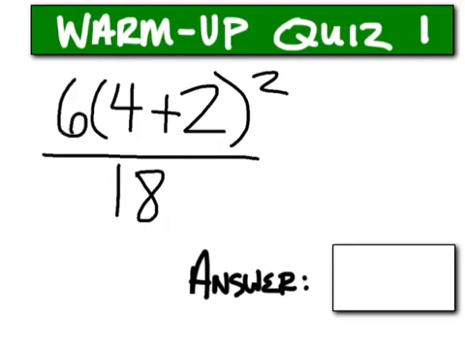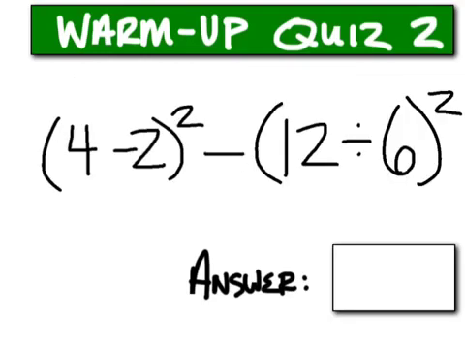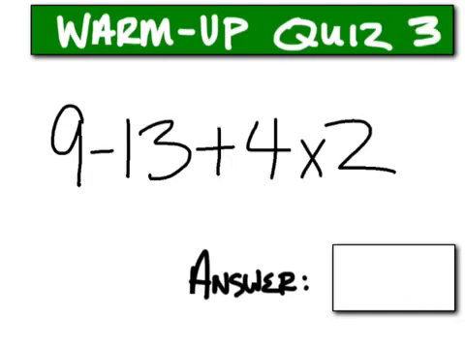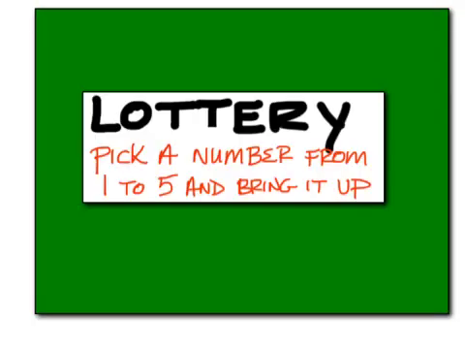Okay, word problem number 1. Alright, answer for this one is 12. Number 2. Okay, answer for number 2 should be 0. Number 3. Alright, answer to this one should be 4.